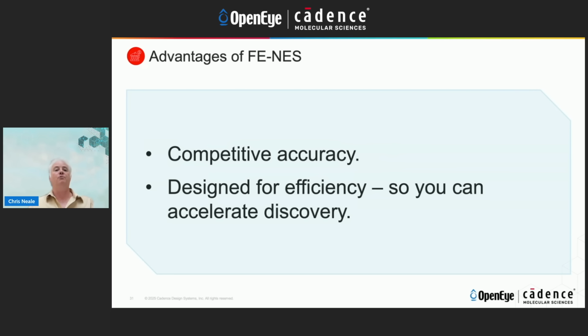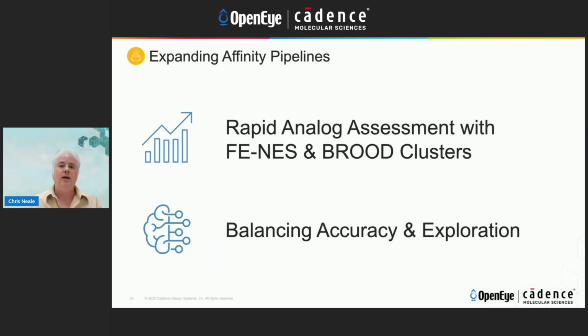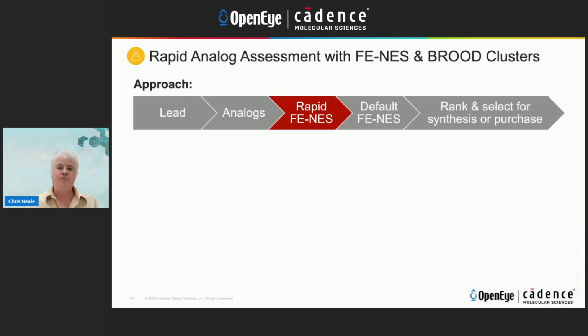So in the second section, I reiterated the competitive accuracy of FE-NES, and I showed you how there's these control knobs that allow you to make decisions about how many molecules you need to assess, what accuracy you need, and to control the efficiency for your DMTA cycles. Third part of this talk is really about expanding these pipelines. And I'm going to do that in 2 ways. First, through FE-NES and brood ideation. Secondly, I'm going to work up some synthetic data and discuss the balance between accuracy and capacity.